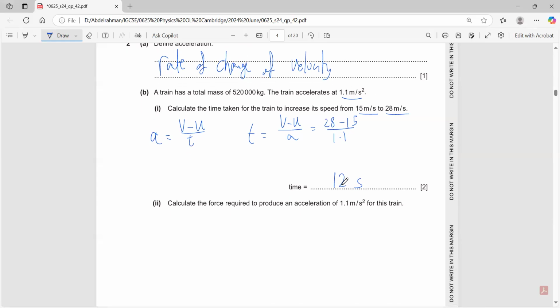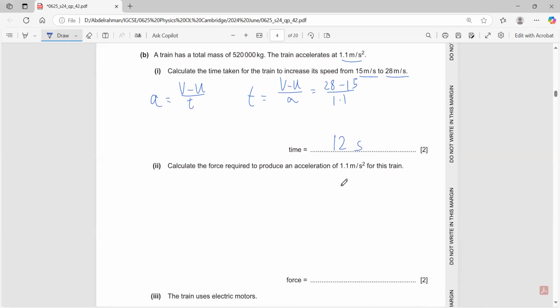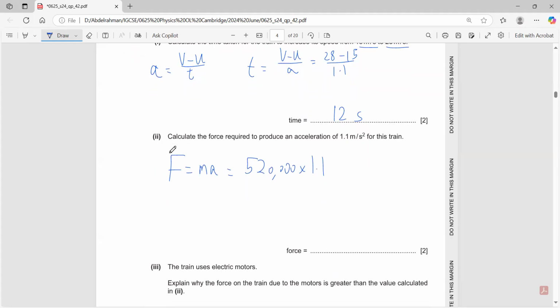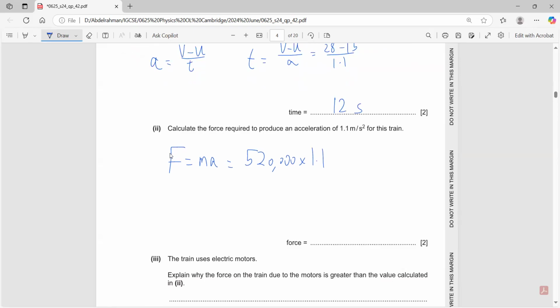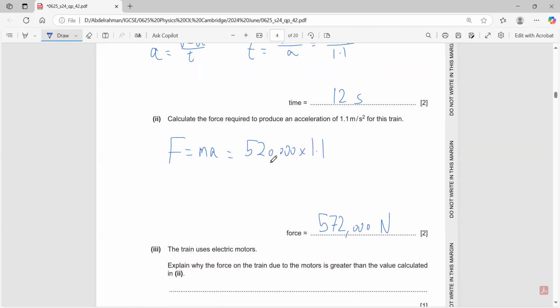Can I find the force required? Yes, F equals ma. You have the mass, 520,000 times the acceleration, 1.1. What's 520,000 times 1.1? 572,000 newtons.